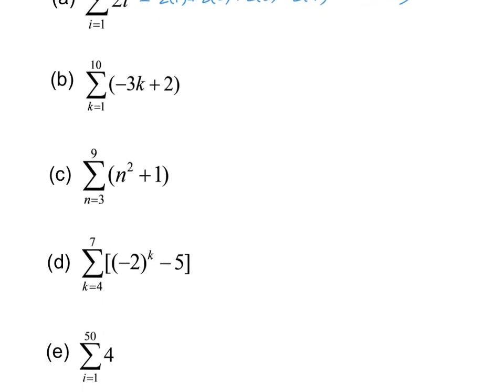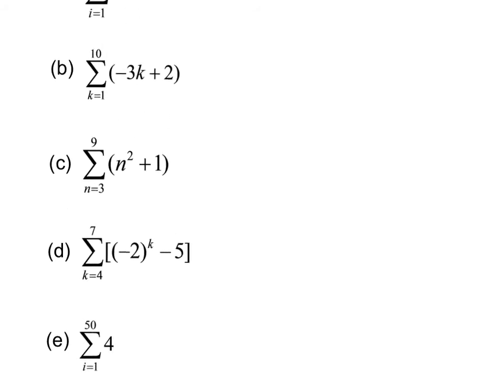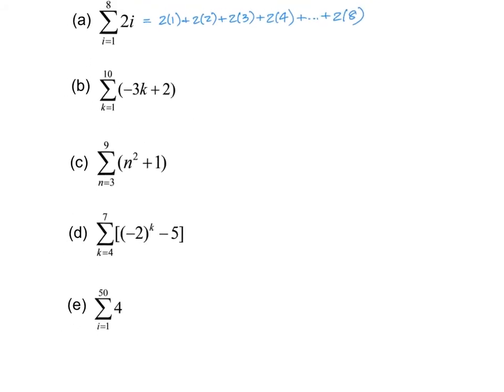Okay, so going down to part E, when i is 1, the expression 4 is just 4. When i is 2, the expression 4 is just 4. And so it looks like all the time the expression is 4, and we have 50 of these. And so the answer here is 4 times 50, which is 200.